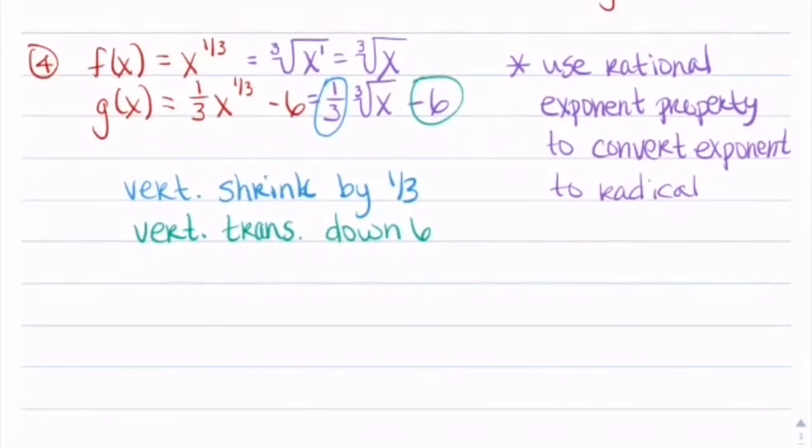All right, so we have shrunk vertically by 1/3. That means that our graph is going to start becoming more horizontal. It's not going to be quite as fat. And then our center point in this case has moved from 0 in the y direction down to -6. So let's take a look at what that looks like on Desmos.